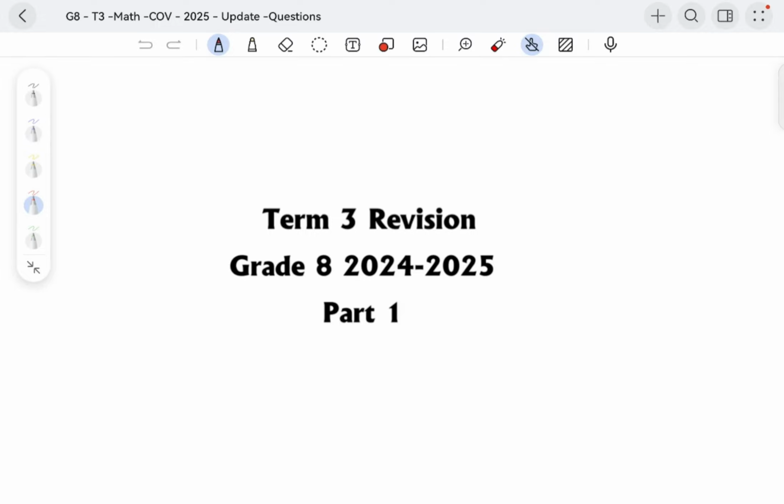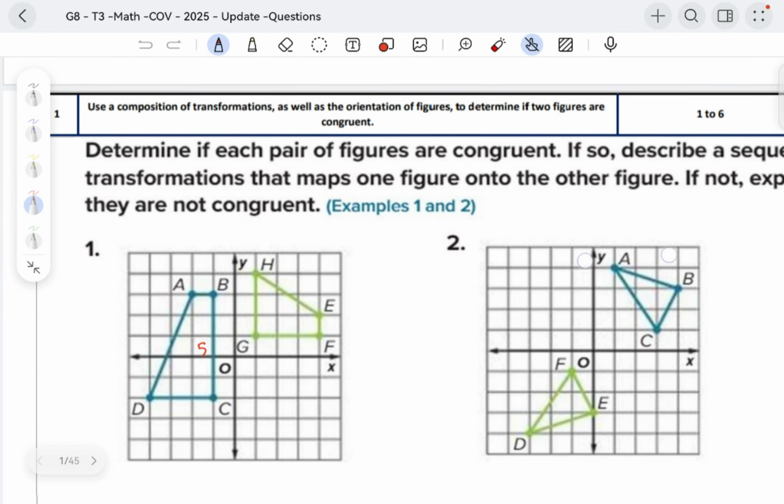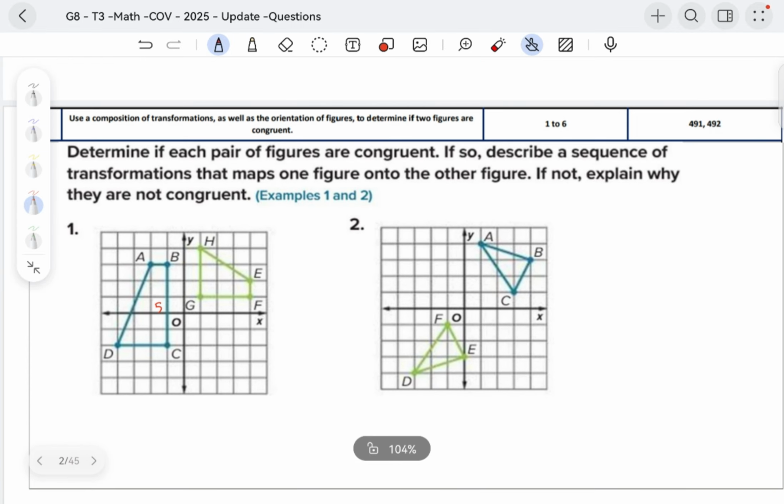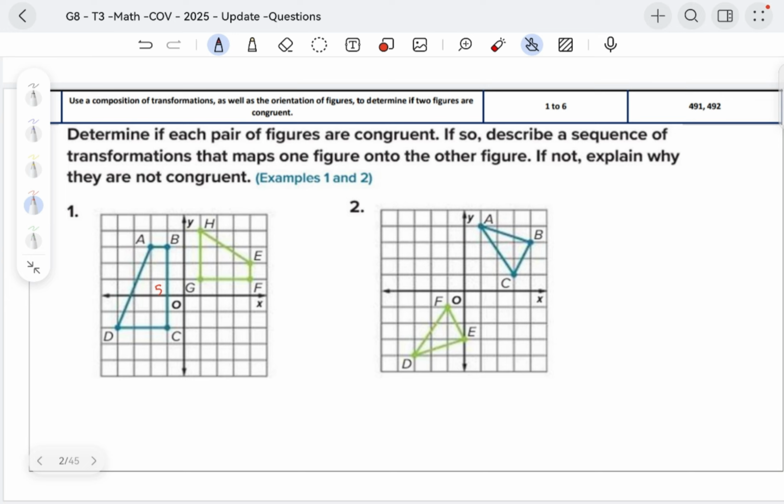Hello everyone, this is the end of term 3 revision, grade 8 math. We're gonna start with chapter 1 revision. In this question, they ask us to determine if the two figures are congruent or not.